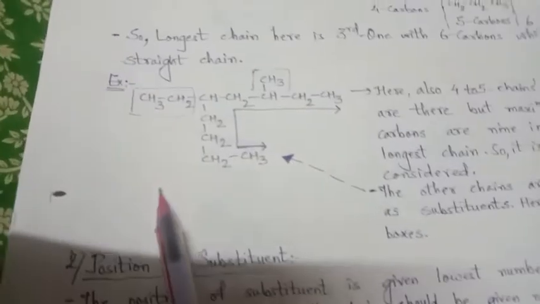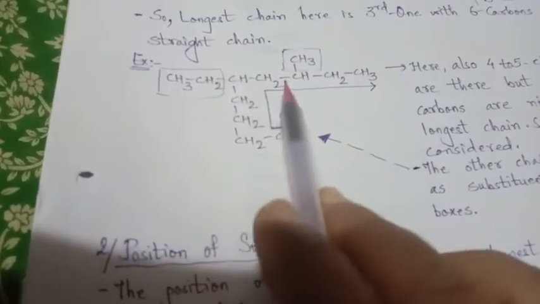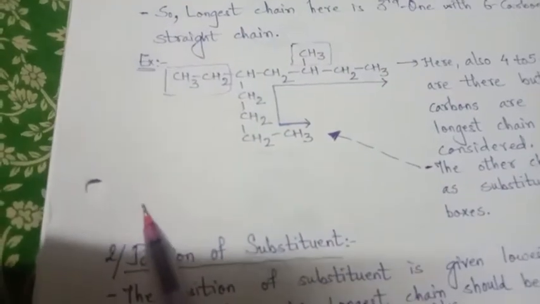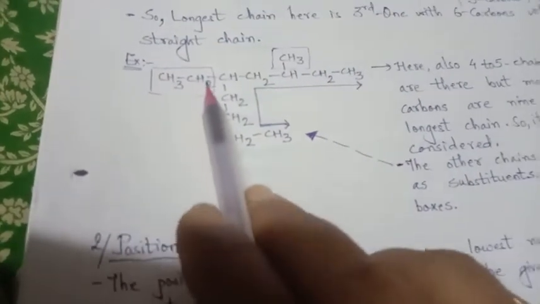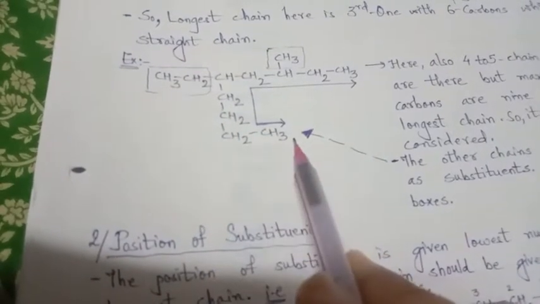Let us see here. See, this is the chain. First we will see the straight chain: 1, 2, 3, 4, 5, 6, 7. 7 carbons.